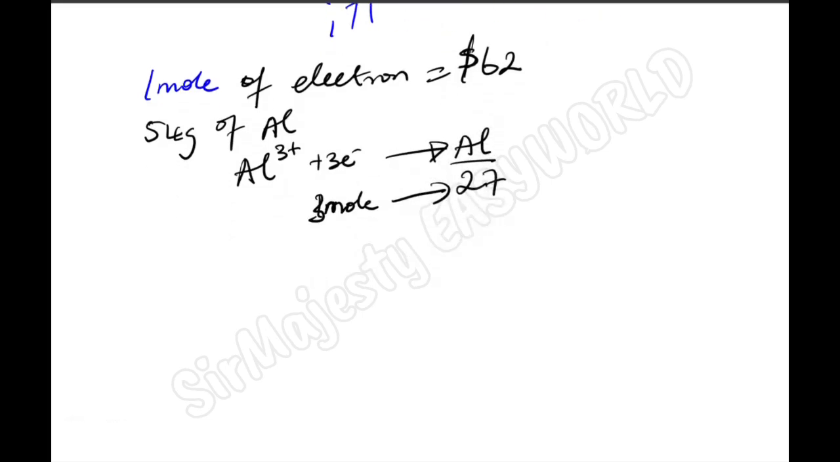Now, looking at this, it's already established that 1 mole of electron is costing 62. But before then, they gave us 54 grams. If 27 will be discharged by 3 moles, 54 grams will be discharged by X, which will automatically be 6, but let's do the religious way.